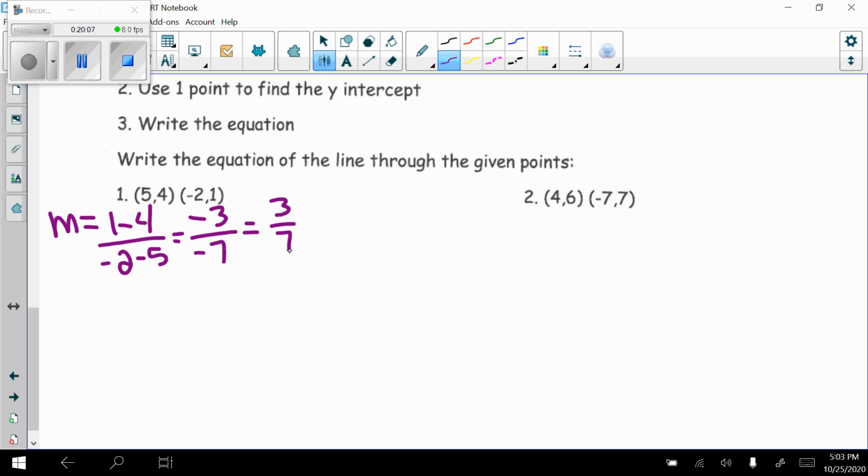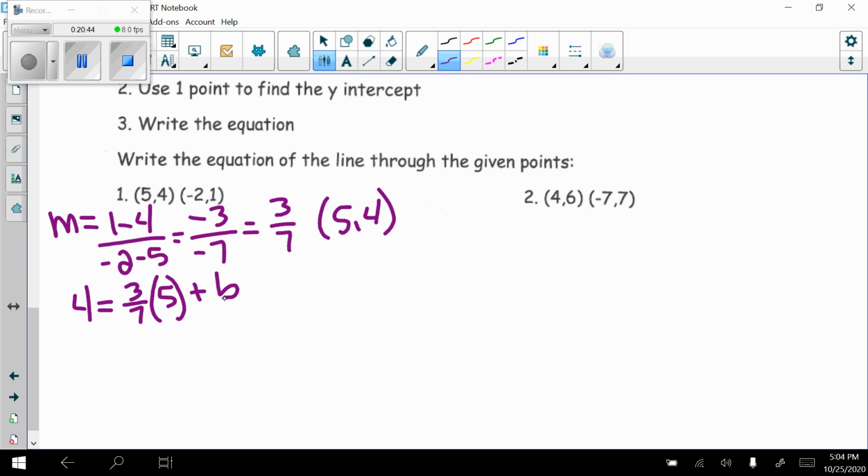So now I just need to pick one of my points. It doesn't matter if I pick 5, 4 or negative 2, 1. I will just pick the very first point that they gave to me, 5, 4. And we're going to do the exact same thing that we were doing up on the previous problems. Plug in the slope, plug in x and y, solve for b. So instead of y, I'm going to put 4 equals, instead of m, 3/7 times, instead of x, 5 plus b.